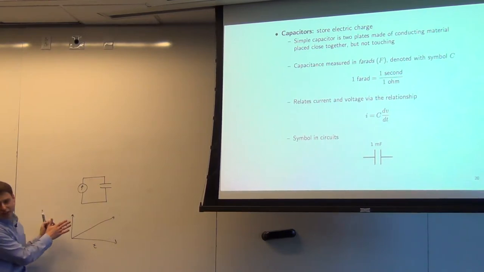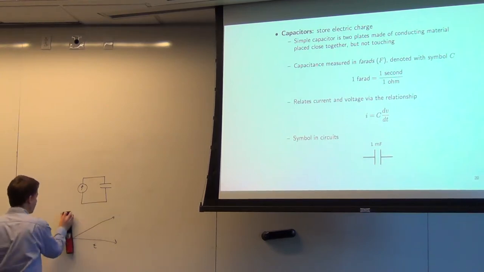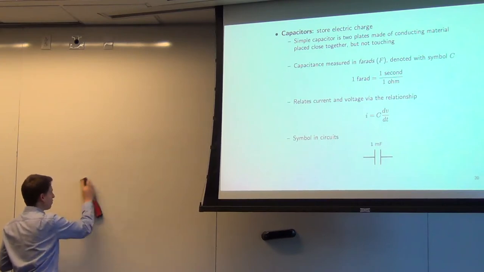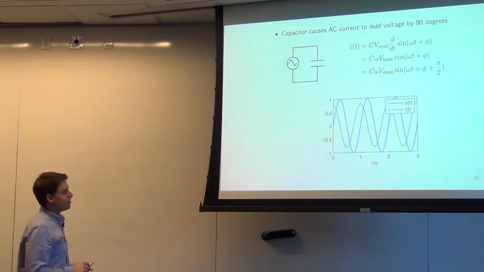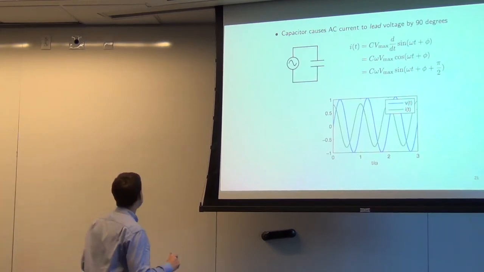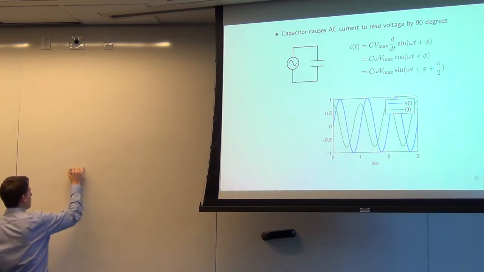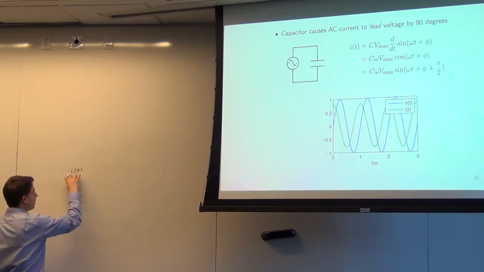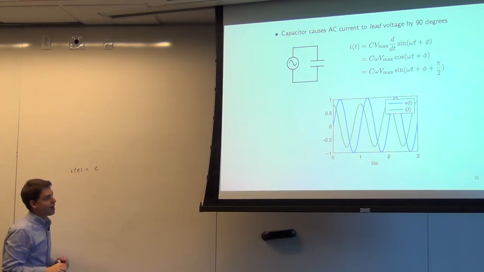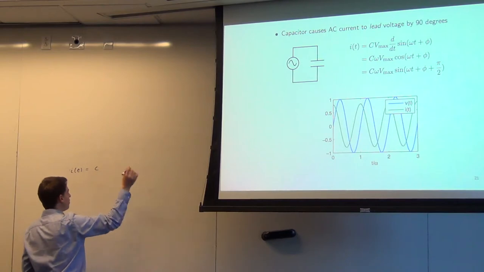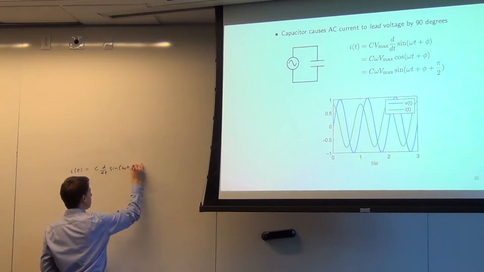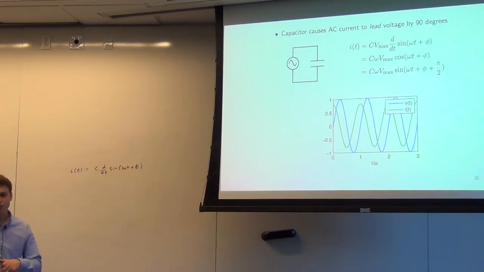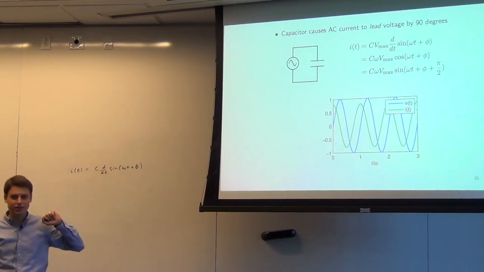Again, though, that's not really interesting in the DC case. What's really interesting is capacitors in the AC setting. So let's do the exact same thing we did before and talk about what would happen in the AC case. Here we actually have it a little bit easier. We don't have to integrate or anything, we just take derivatives. So we know that the current equals capacitance times the derivative of the voltage, d/dt of sine omega t plus phi. And this time the omega would come out in the numerator.